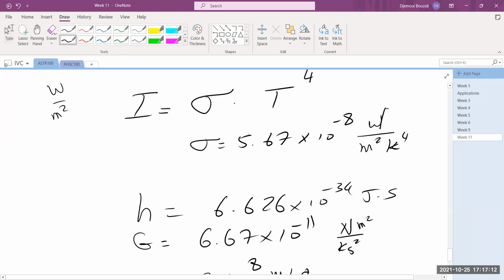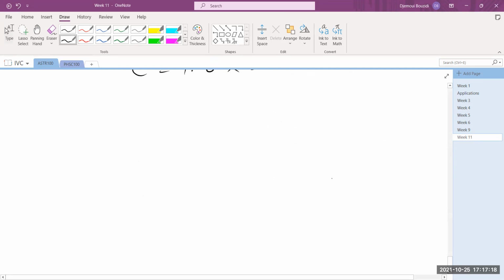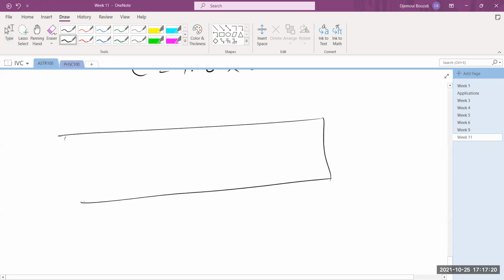Anyway, this constant sigma is another constant. So if I study a star or an object in the sky, and I find the different wavelengths it emits, I find that this one is brighter than any other. This is dim, this is even dimmer. This is dim, this is dimmer than this one. This is even dimmer than the first two.